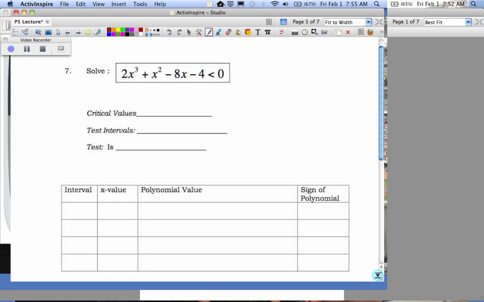Okay, so I'm gonna pause for a second. I'm gonna give you a chance to do the factor by grouping on your own, and then we'll write it. And I just want you to come up with the critical values. So when you get done doing the factoring, set them equal to 0, and tell me what numbers are the critical values. So do that now.